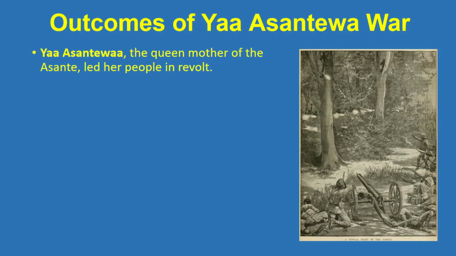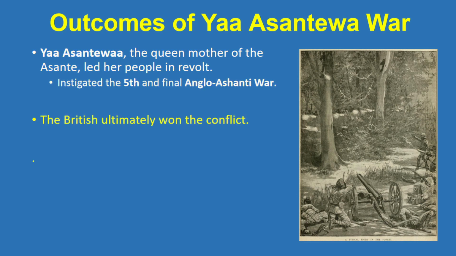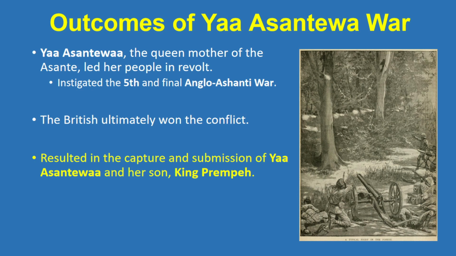So Yaa Asantewaa, the Queen Mother of the Asante, roused her people to war in the fifth and final Anglo-Ashanti War, which the British eventually won, leading to the submission of Yaa Asantewaa and her son, King Prempeh, and the end of the Asante Empire. Most of these resistance movements were ultimately crushed by the industrial military power of the imperialists, but many of them sowed the seeds for nationalist movements that would come to fruition in the 20th century, leading to many successful independence movements around the world. That is one of the major focuses of Unit 8. We'll see you again next time, and keep thinking like the College Board.